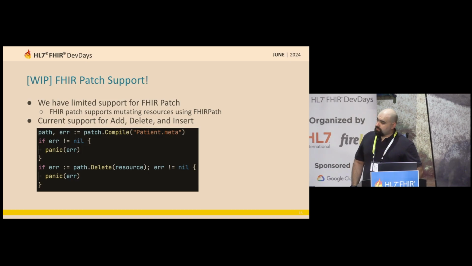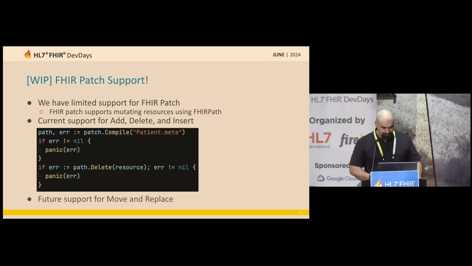add, delete, and insert. So adding allows you to add into a place that does not currently have a field. Insert allows you to specify an index, and then deletion allows you to, well, delete the element at the resource. And so this is all built in, all to the same FHIR Path library. Oh yeah, and so future support is still planned for move and replace.